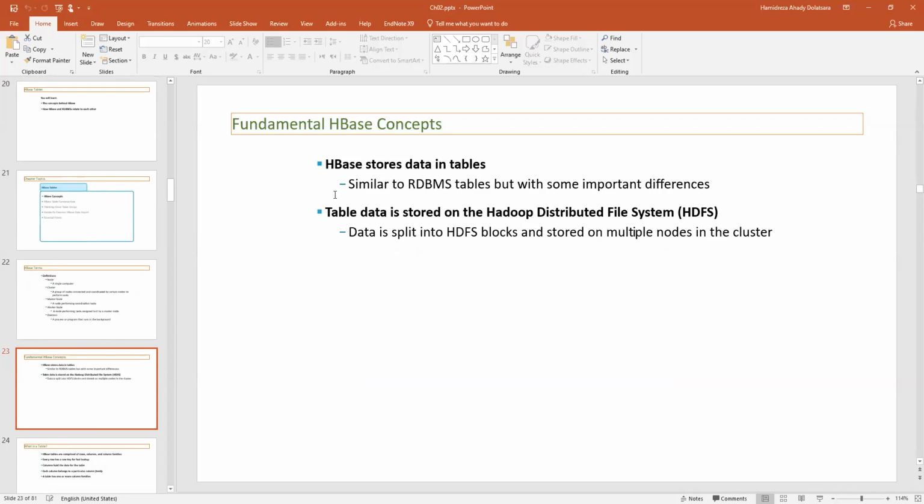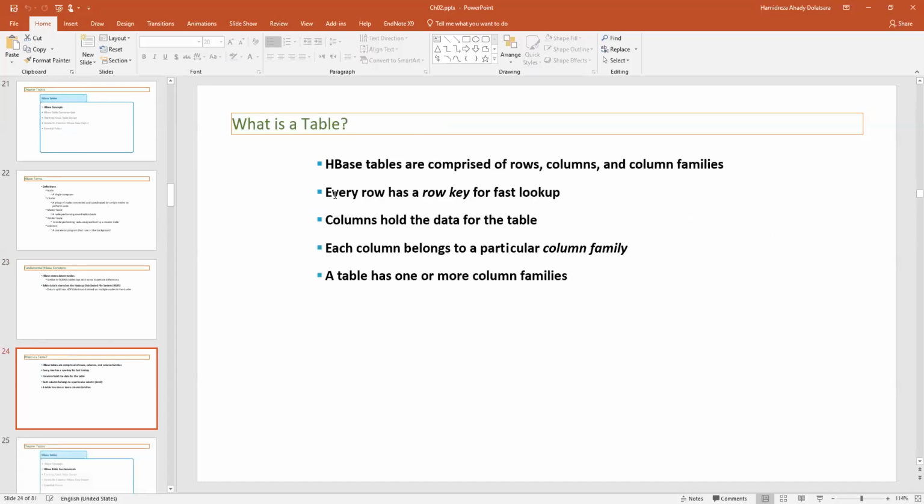Although similar to traditional RDBMS tables that hold your data, data in HBase is also recorded in tables, but it is split into HDFS blocks and stored on multiple nodes in the cluster. So you have multiple copies of your data.